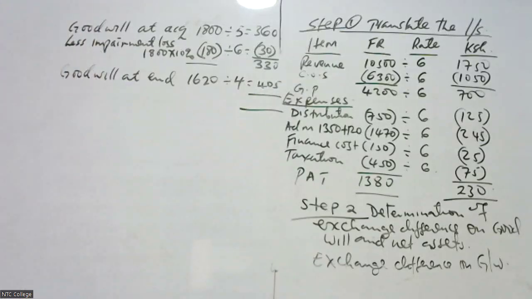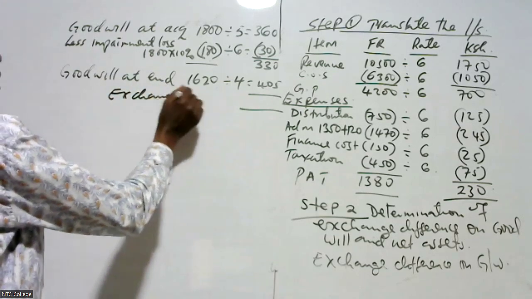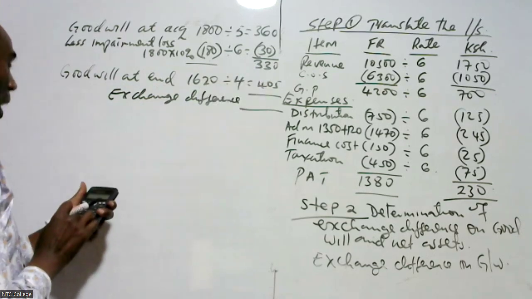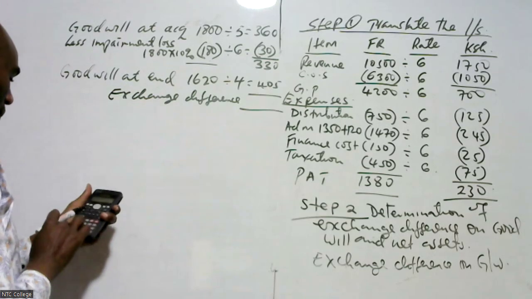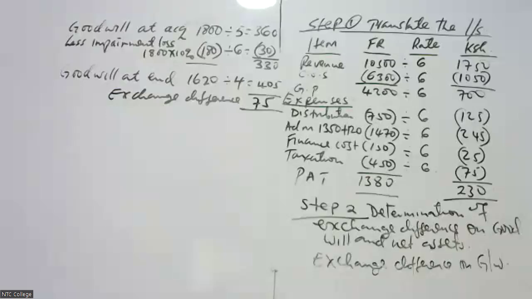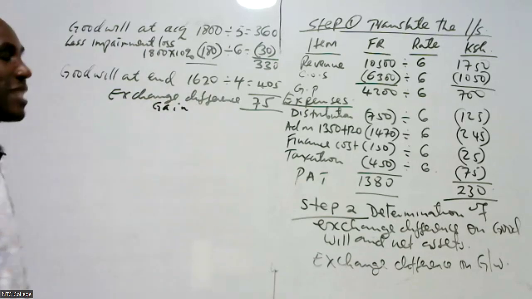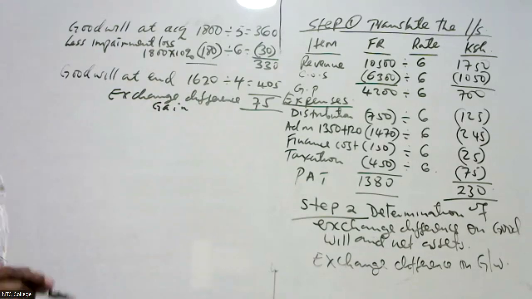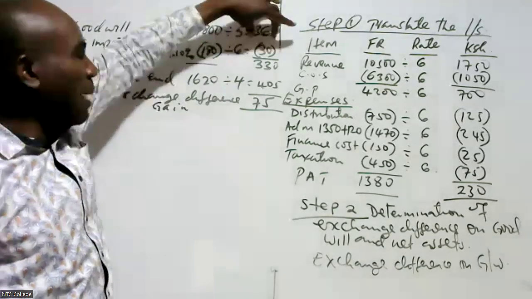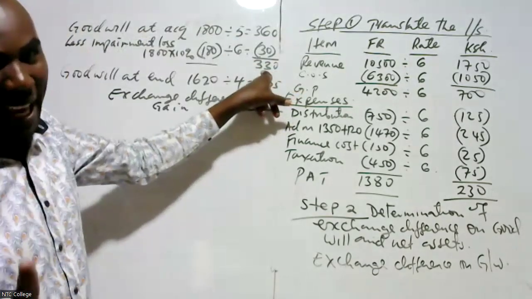Therefore, that means there is an exchange difference. We compare with 330, and the difference is 75. That is an exchange difference gain. Why am I saying exchange difference gain? When I take my goodwill at the beginning of the year and subtract impairment using the average rate, my goodwill needs to be 330.